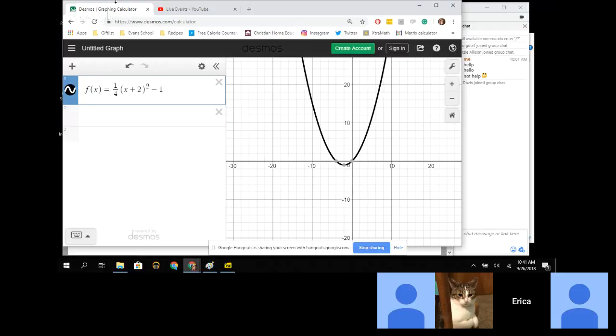What do you guys think? No, there's not an inverse function, right? Not an inverse function because it doesn't pass the horizontal line test.